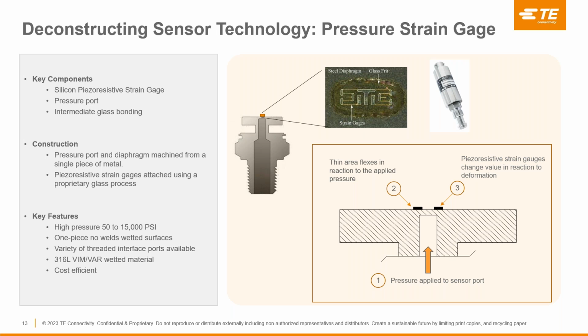The key features and advantages of this technology are that the robust design allows for very high pressure. Secondly, there are no welds or O-rings, so there's no concern of internal leaks. The ports can easily be machined into a wide range of threaded interfaces. 316L VIMVAR can be offered as the wetted material. And finally, the construction is simple and cost efficient. In the next slide, we can talk about our second sensing technology.